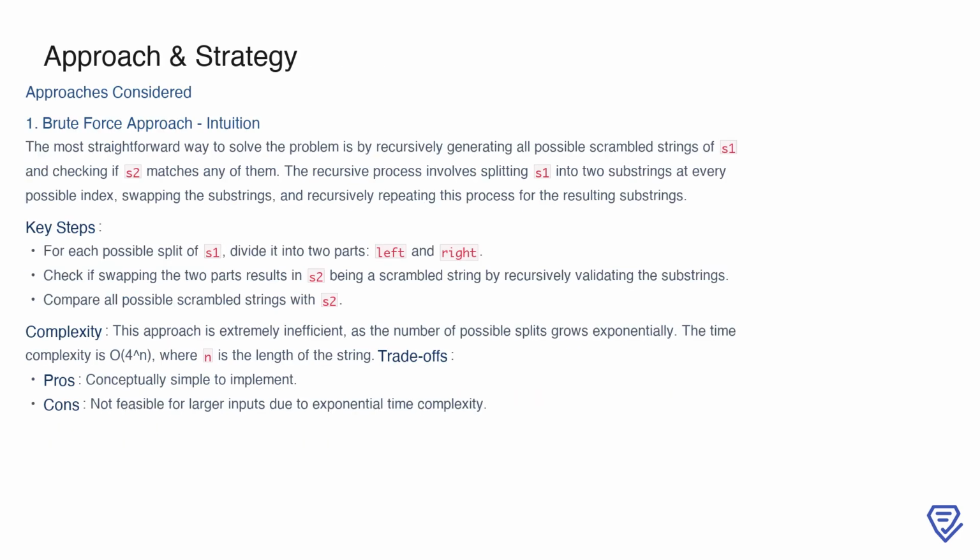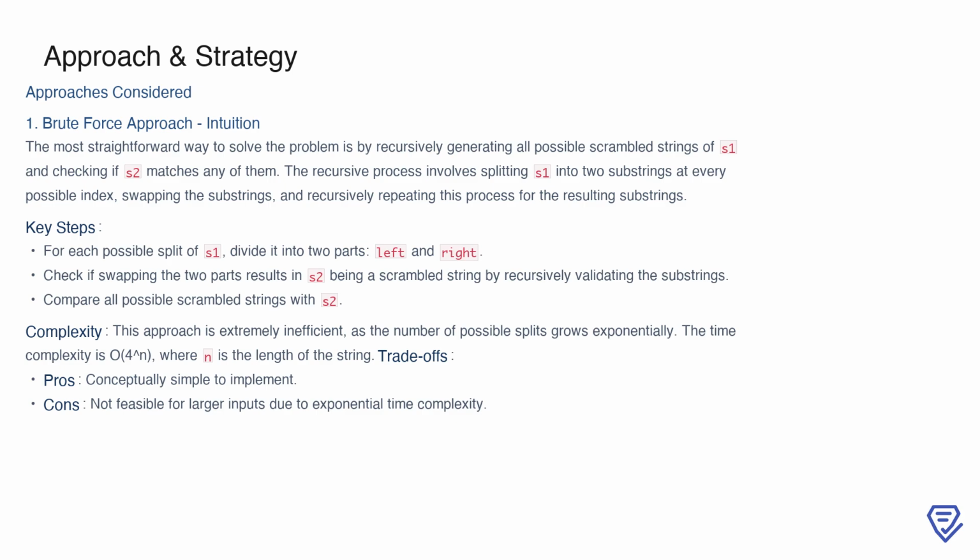To tackle the scramble string problem, the first approach to consider is the brute force method. The intuition here is straightforward. We generate all possible scrambled versions of the string s1 and check if s2 matches any of them. This involves recursively dividing s1 into two substrings at every possible index, swapping these substrings, and continuing this process recursively for the resulting pieces. The key steps are to split s1 into two parts, labeled as left and right, and then check if swapping these parts can produce s2 by validating the substrings recursively.